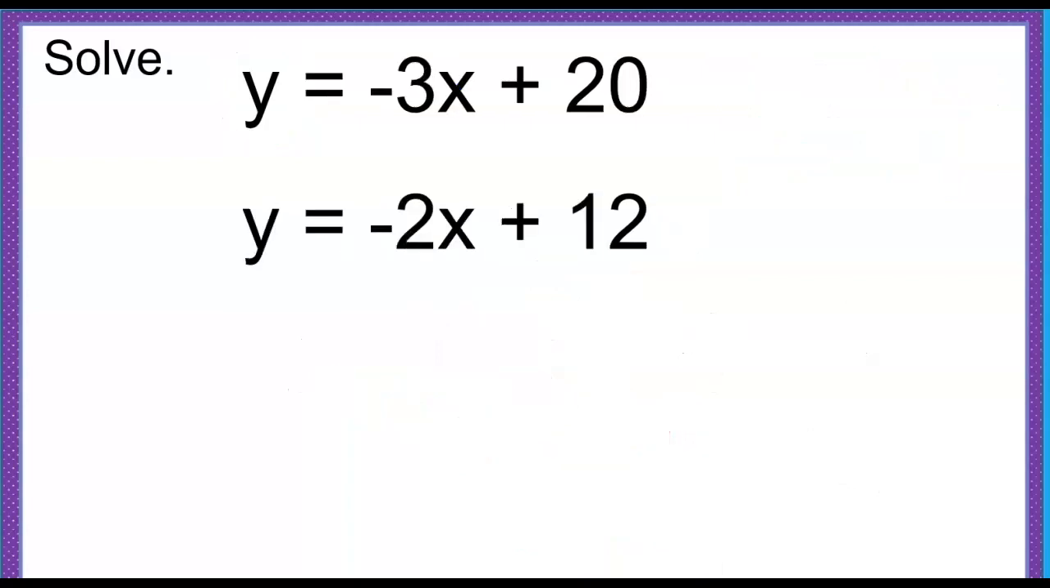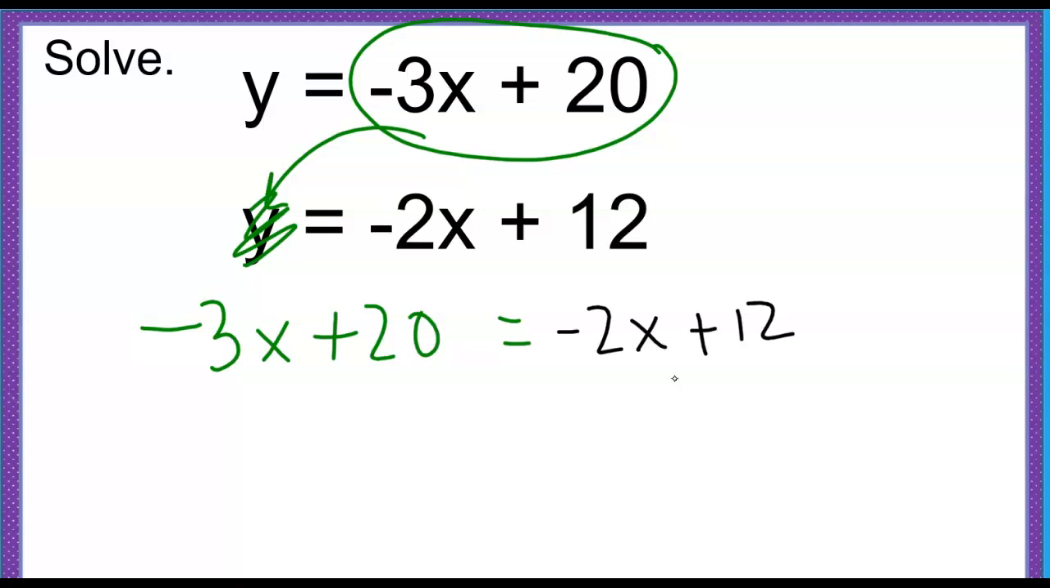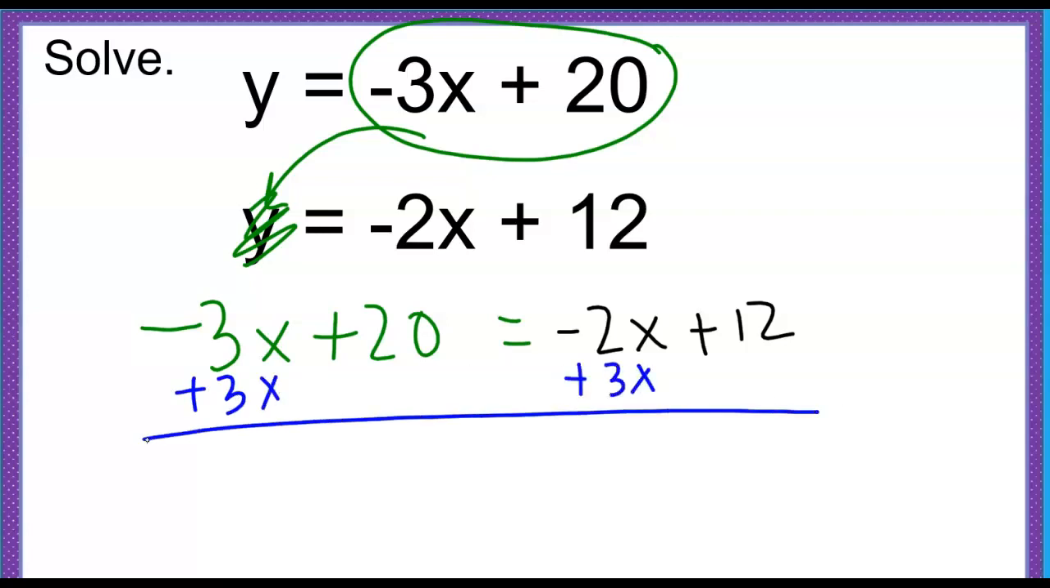Okay, last one. This one actually has two isolated variables, so it doesn't matter which one you say is your substitute, because this can be placed into the position for y. So that means I'm going to erase this y and replace it with a negative 3x plus 20. The other side of my sentence will remain untouched. Now I have variables on both sides, but this is certainly something that we can solve. We use our inverse operations, and we'll get our final answer.